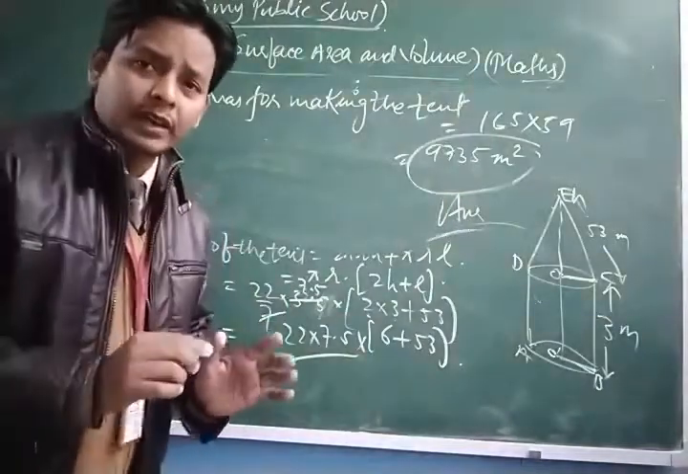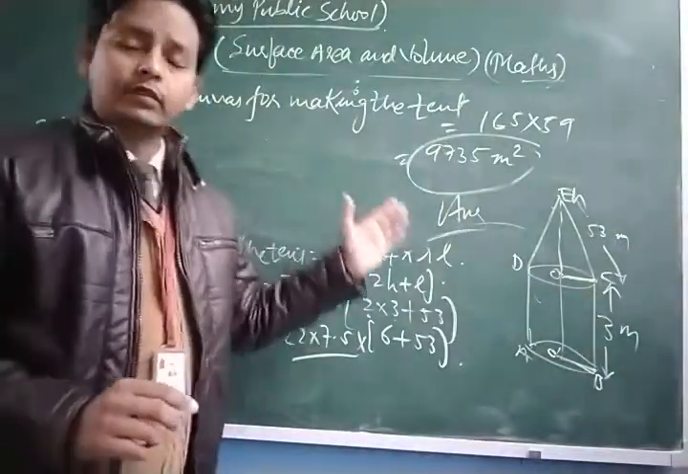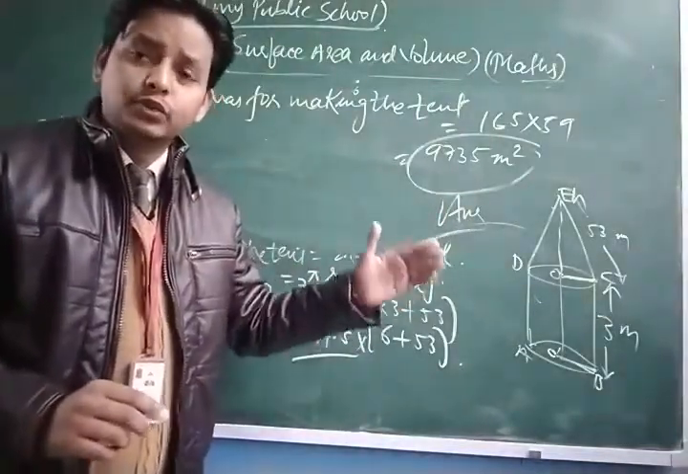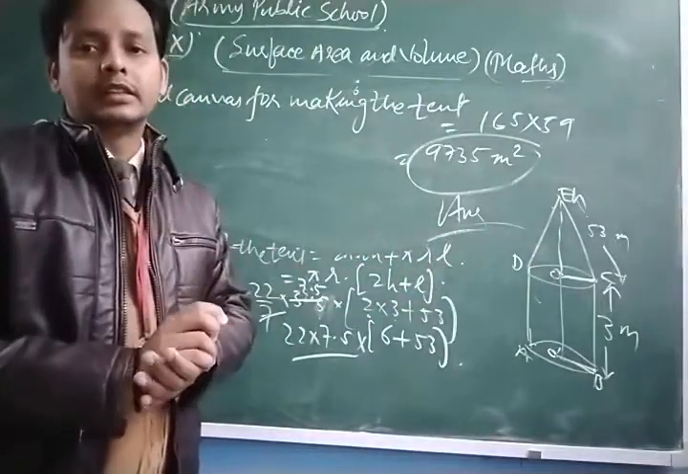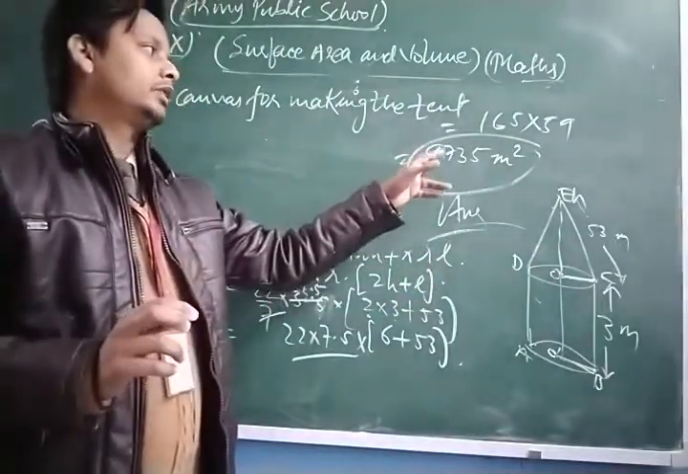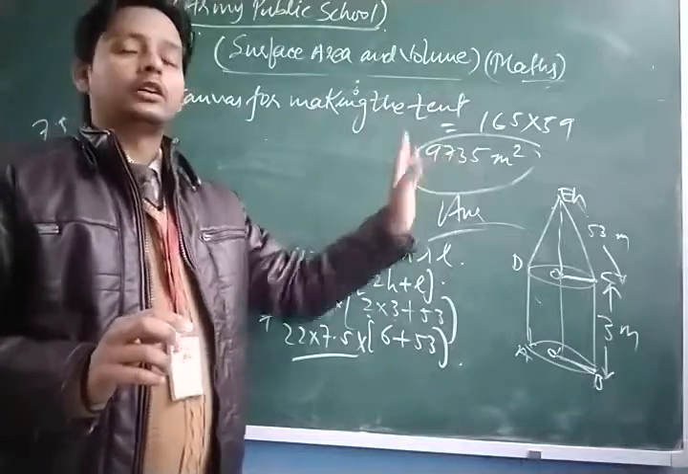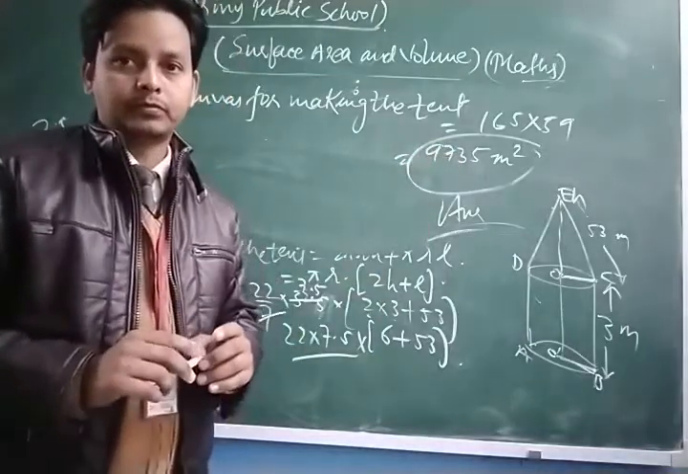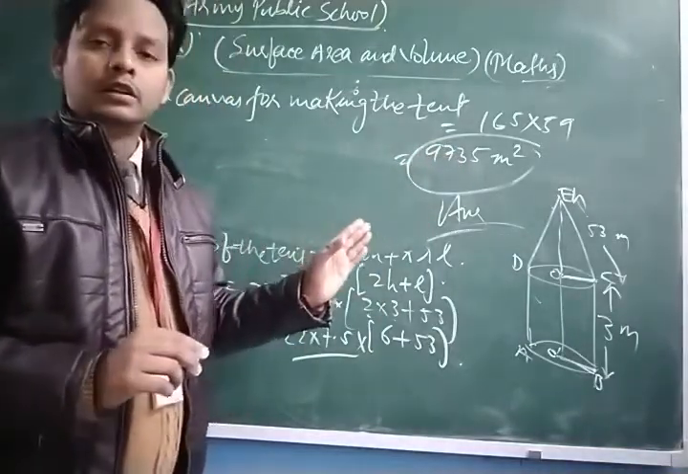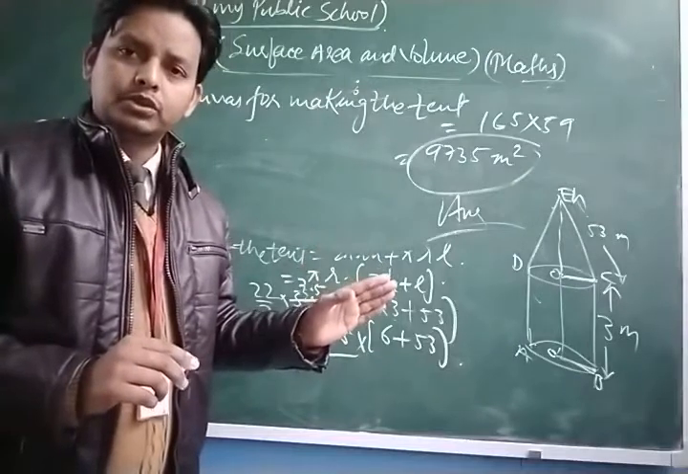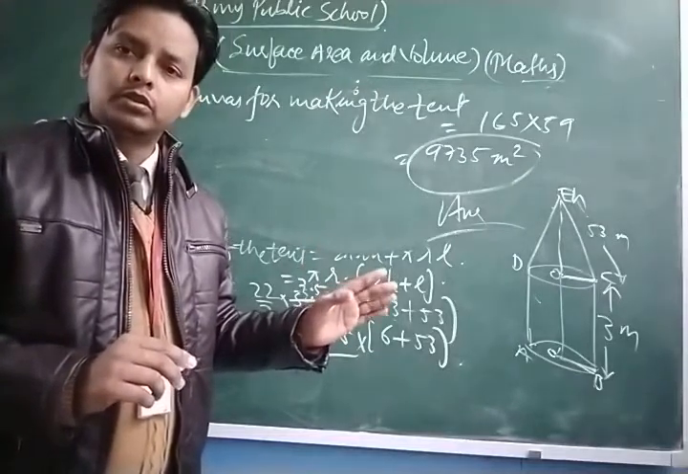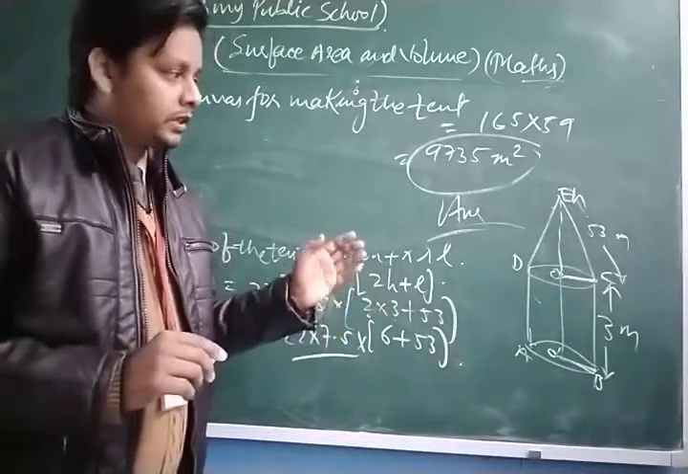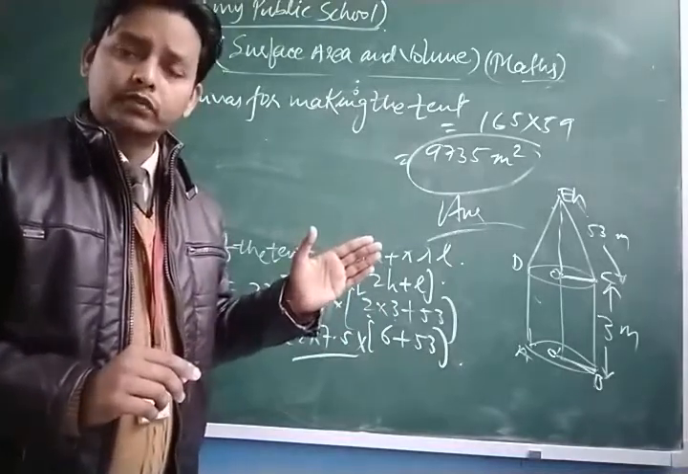So in this way, dear friends, the total canvas used for making the tent is 9735 meter square. This is a very important question related to your syllabus. So please do more and more practice of this type of question.